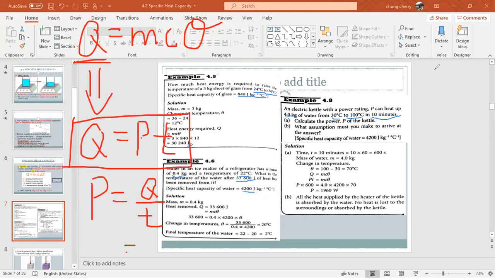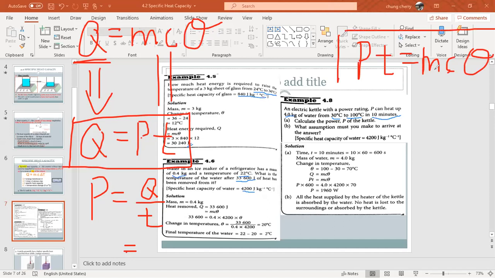The power P equals Q over T. Since Q equals PT and Q equals MC theta, you can equate these two formulas, so PT equals MC theta. This is quite a popular formula you can use for chapter 4. PT equals MC theta.